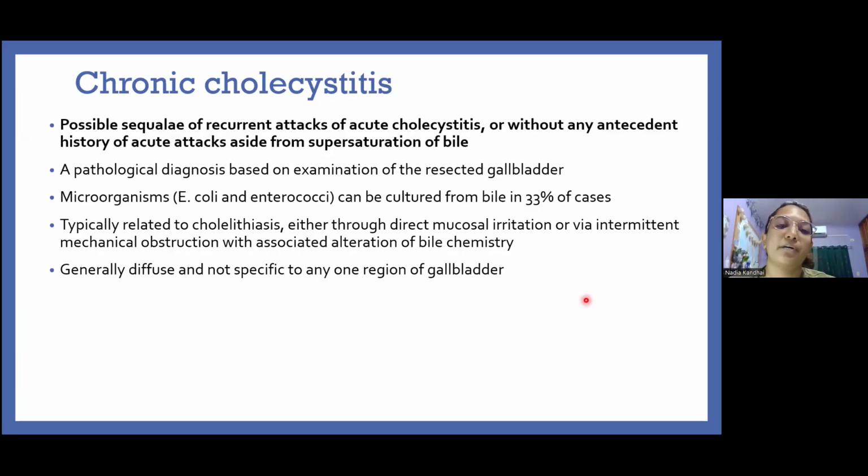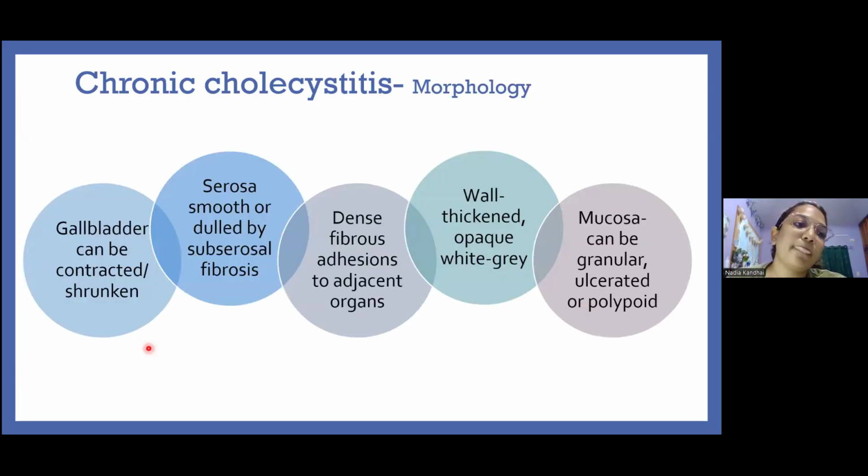Microorganisms can be cultured from bile in about 1/3% of cases, and it's typically related to cholelithiasis, either through direct mucosal irritation or via intermittent mechanical obstruction of the cystic duct with associated alteration of the chemistry of the bile. It's generally diffuse and not specific to any specific region of the gallbladder. On general examination, the gallbladder can be contracted or shrunken.